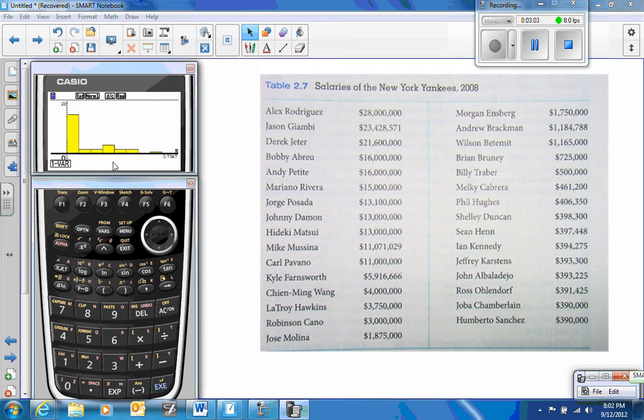Now, from this histogram, notice, we're going to do a description. First of all, we look for any outliers. Is Alex Rodriguez an outlier?